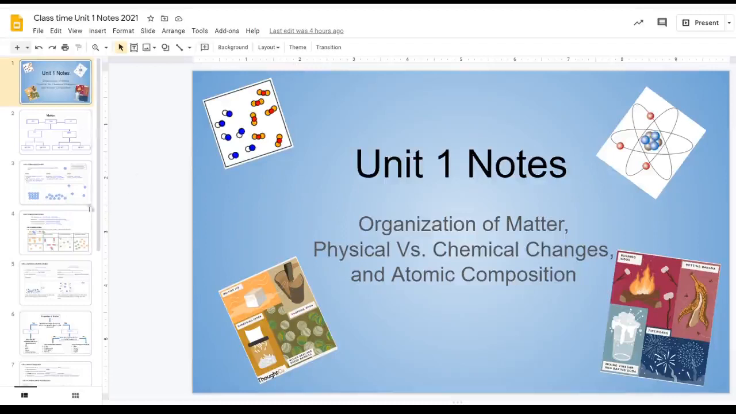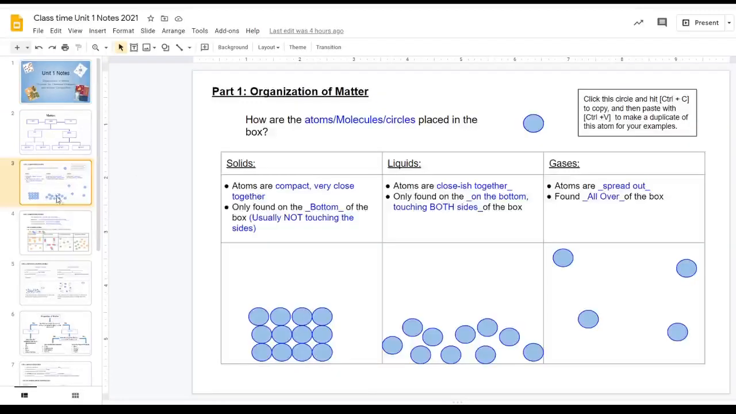So we skipped page 2 and we went right to page 3. So here you'd see a blank line. It's fill in the blank notes. So the first question is, how are the atoms or molecules or circles placed in the box? So atoms in solids are very compact, very close together. They're touching or just about touching. They're only ever found at the bottom of the box, and they're usually not touching either side of the box.